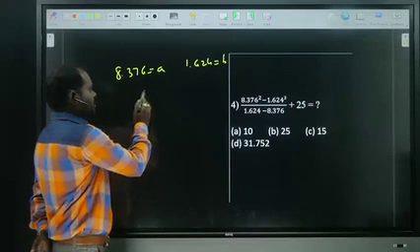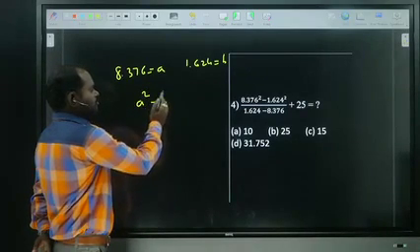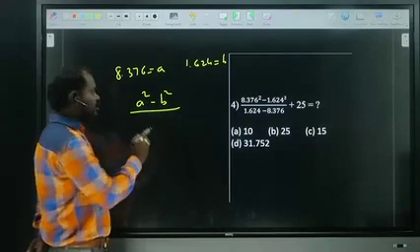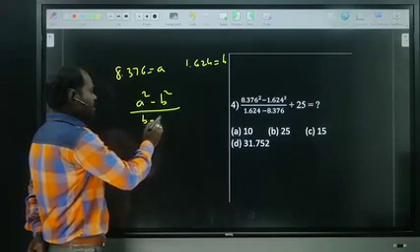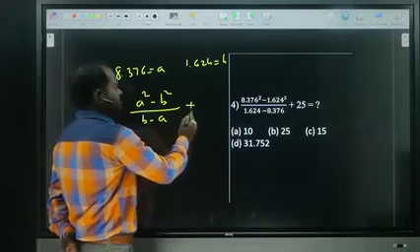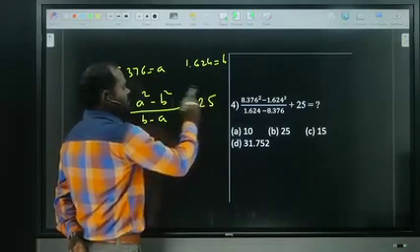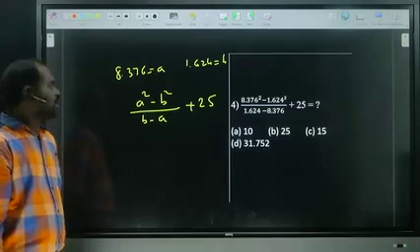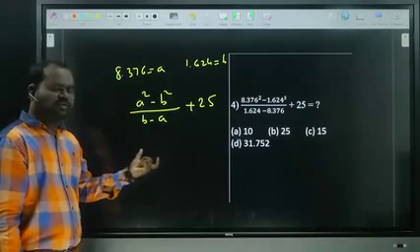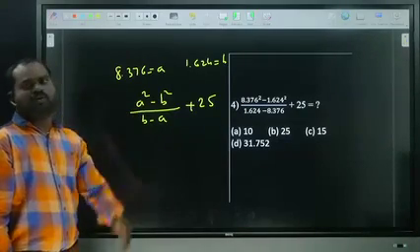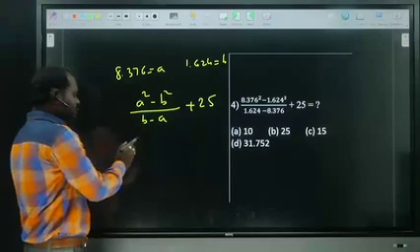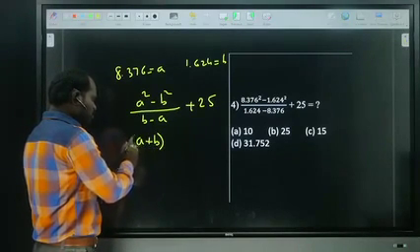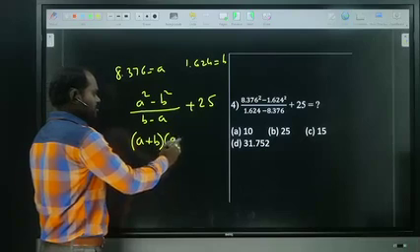A square minus B square, divided by, in the denominator, the reverse order: B minus A, plus 25. It is a different number, a normal number. What is the formula of A square minus B square, ma? A plus B into A minus B.